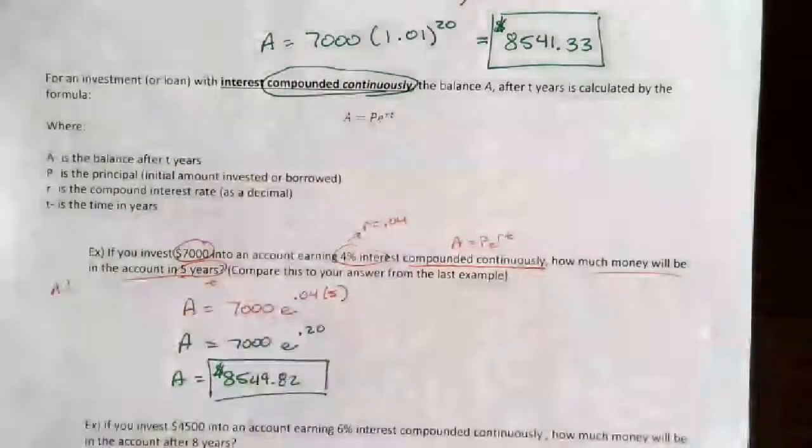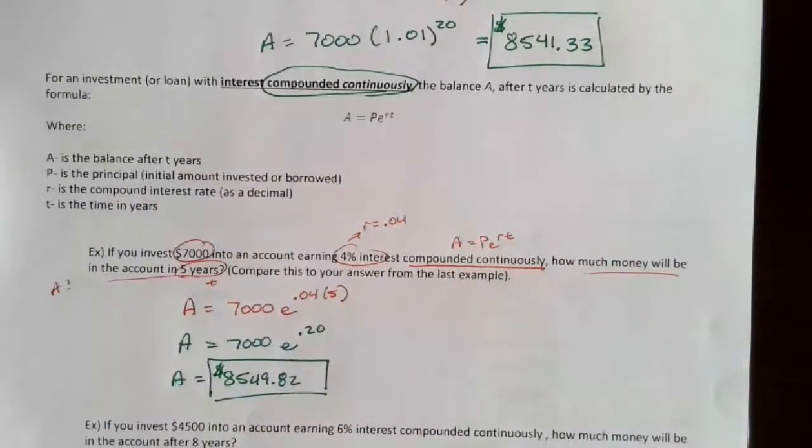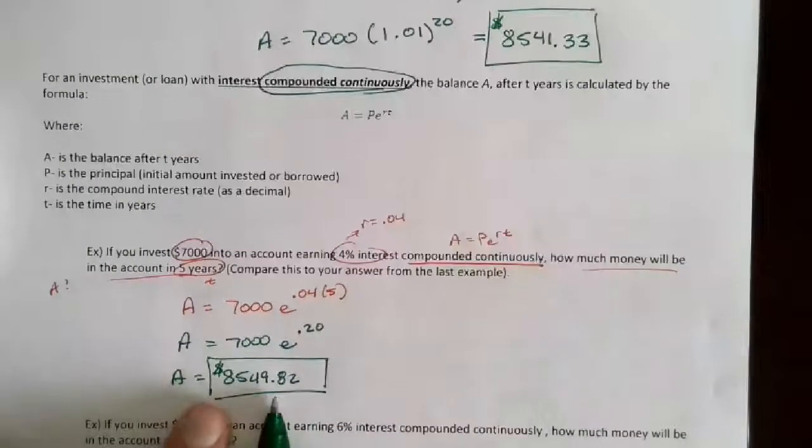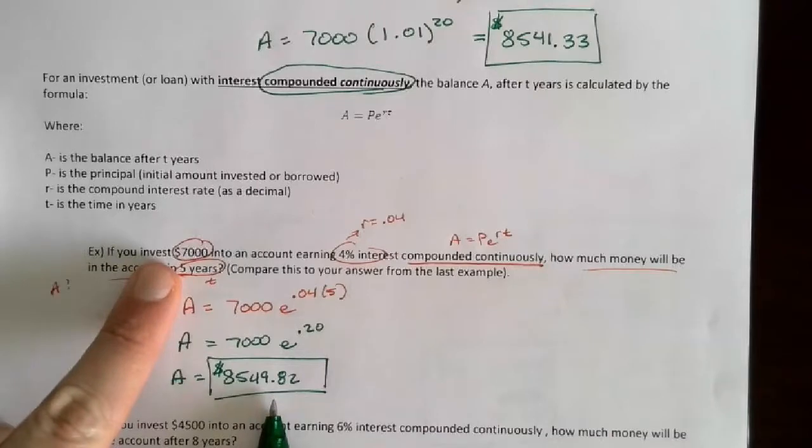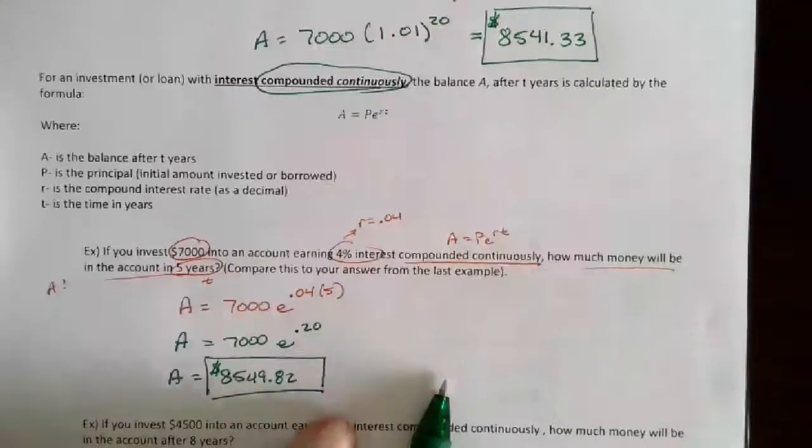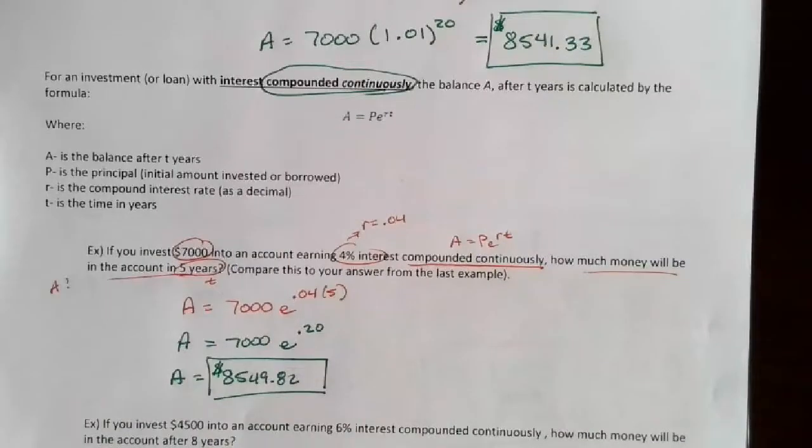In either of these cases, if I asked you how much interest you earned, you would take the amount in the account, subtract off the principal, and then what is left over would be how much interest you earned over that time.